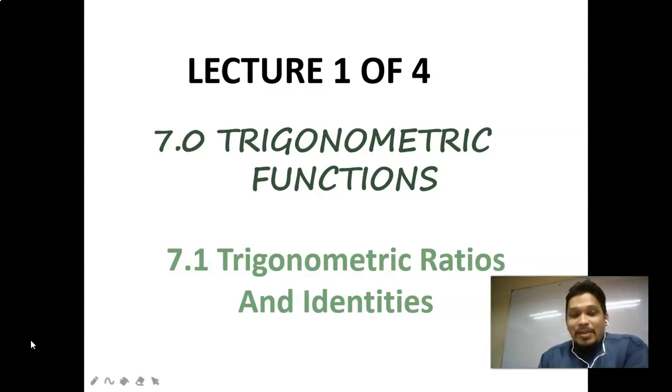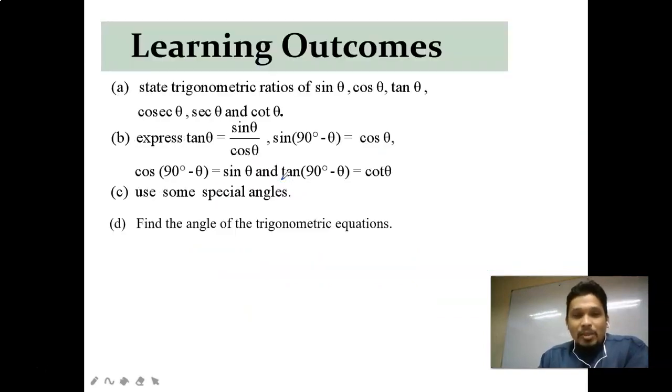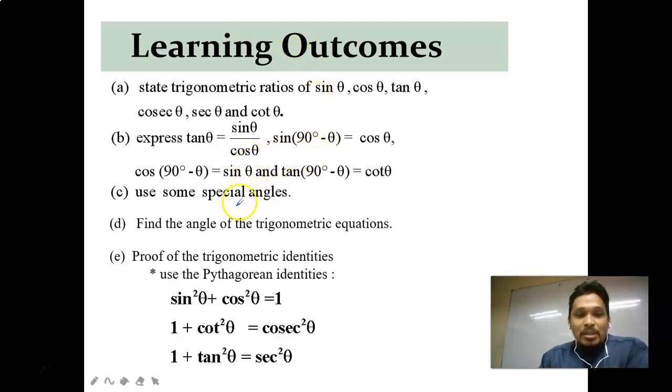Okay, so as you see on the screen, here we are now at chapter 7 of trigonometric functions, with 7.1 trigonometric ratios and identities. So get ready with your lecture notes, and we're going to start the lecture now. In this topic we are going to look into all the trigonometric ratios of sine theta, cos theta, tangent theta, cosecant theta, secant theta, and cotangent theta. And all those things that you see on the screen here, also called the Pythagorean identities.